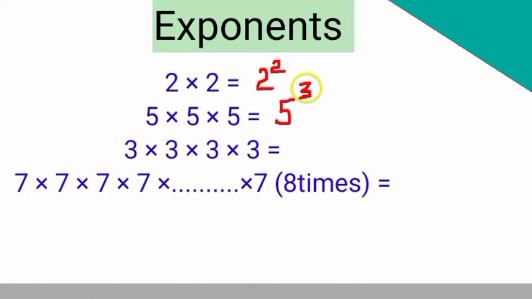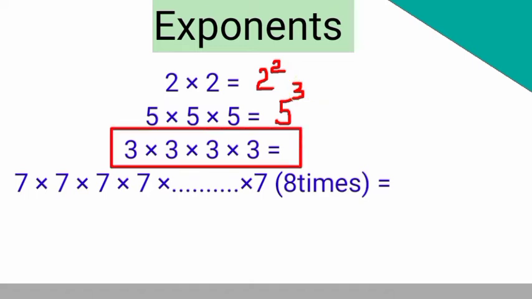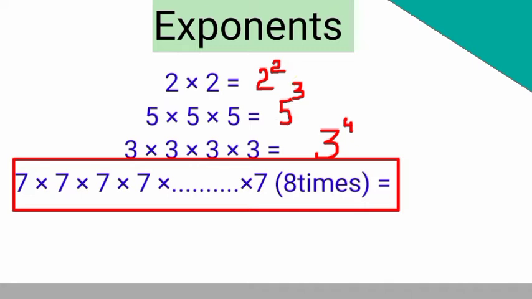Right? Next example is 3 multiply 3 multiply 3 multiply 3. It means 3 is multiplying by itself 4 times. So you will write it as 3 raised to the power 4. Similarly, if 7 is multiplying by itself 8 number of times, how would you write it? You will write it as 7 raised to the power 8.